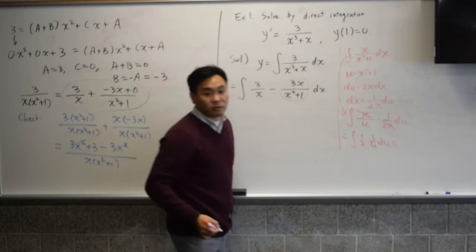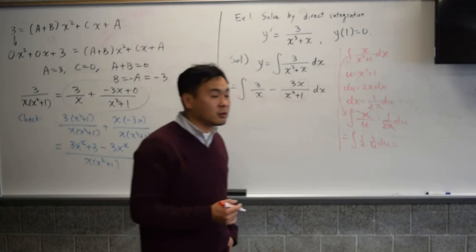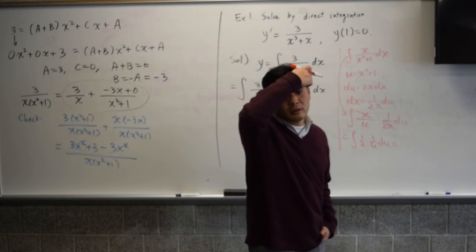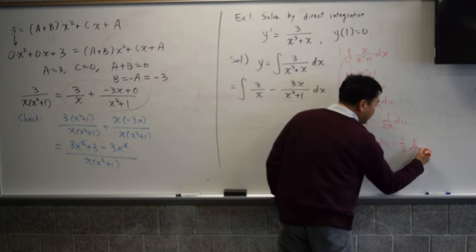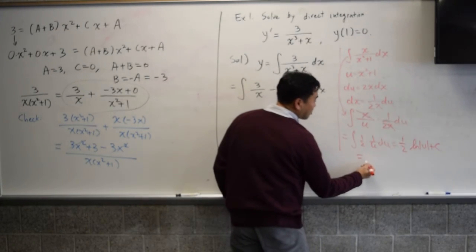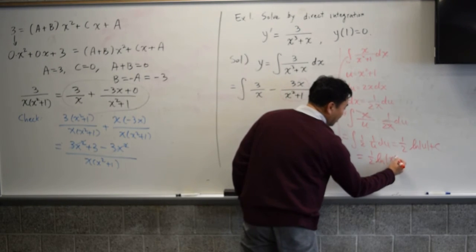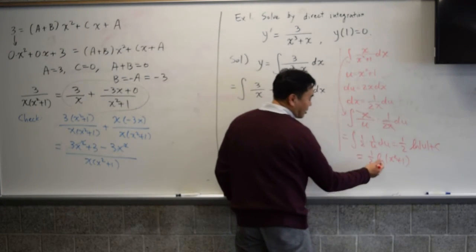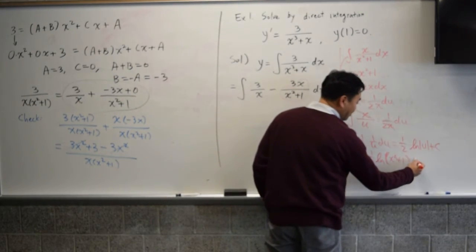What's the integral of 1 over u? ln of u, thank you. So this is 1/2 ln of absolute value of u plus c, and because u is equal to x squared plus 1, that becomes 1/2 ln of x squared plus 1. And at this point, I can just drop the absolute value sign because x squared plus 1 is always positive.